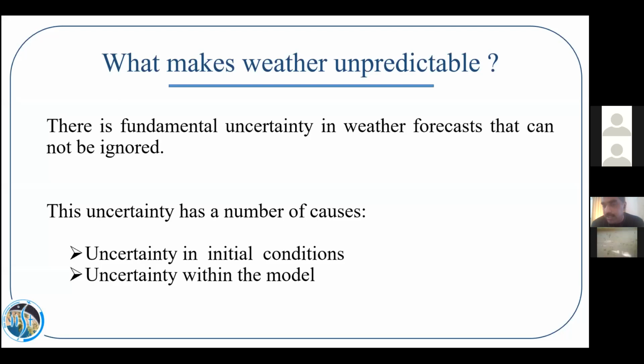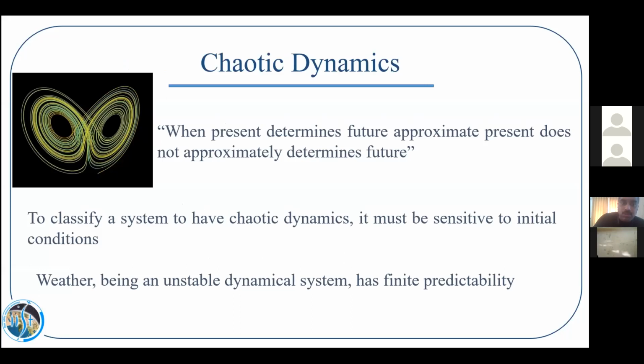So the question is, if you have such a model, is it possible to give an accurate forecast of weather? Can you tell what is going to happen tomorrow in terms of precipitation or rainfall, or any other weather parameters? The answer is, even if you have a perfect model, you will not get a perfect forecast. That's because you will have uncertainties in the initial conditions. You must have heard of the butterfly effect, which can be stated as: when the present determines the future, the approximate present does not approximately determine the future.